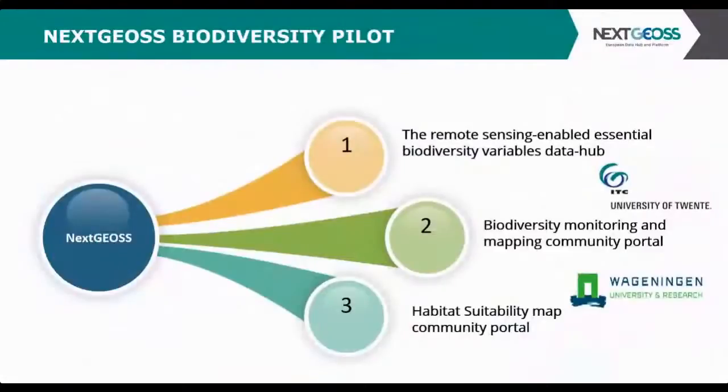In this respect, the NextGEOSS Biodiversity pilot consists of 2 community portals and 1 data hub. As you can see from the slides, we have a data hub called Remote Sensing Enabled Essential Biodiversity Variable, which is available through the NextGEOSS catalog, and also 2 community portals: Biodiversity Monitoring and Mapping, which was built by ITC University of Twente, and last but not least, the Habitat Suitability Map community portal, which was created by Wageningen University.